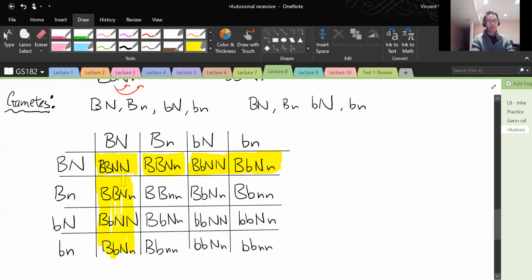Okay. Are there any other normal length black coat? Did I miss anything? Does anybody see other normal length black coat?